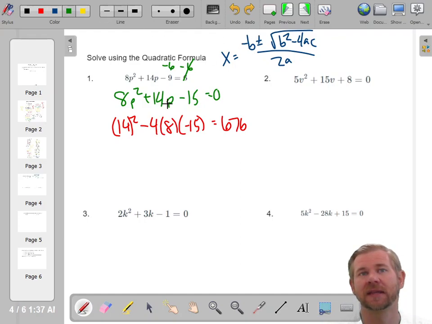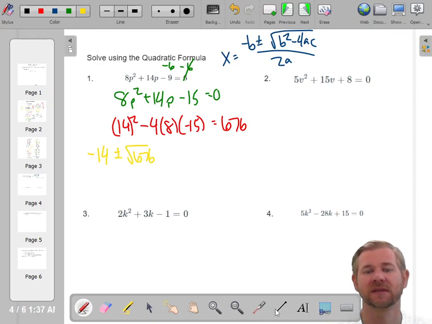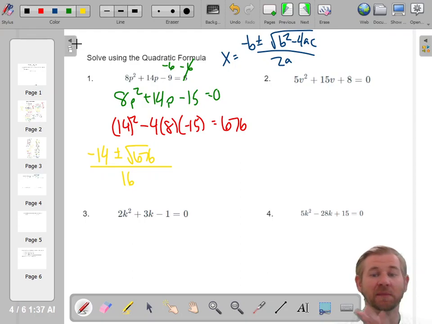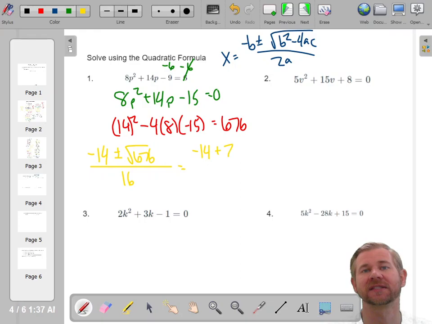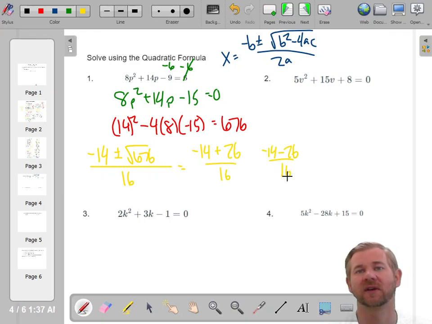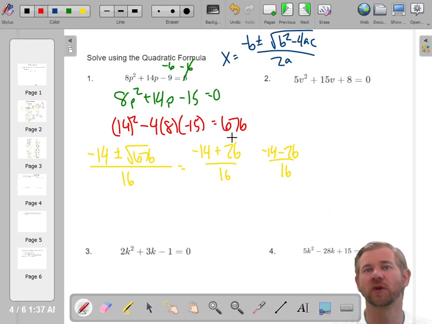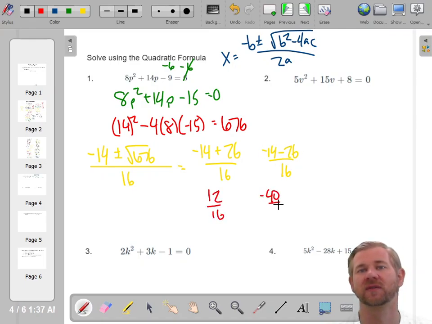The opposite of b, the opposite of positive 14 is negative 14 plus or minus the square root of 676 over 2 times a is 8. So that's going to be 2 times 8 is 16. But I can get nice numbers in this one because I'll say negative 14 plus 26 or negative 14 minus 26 over 16. Negative 14 plus 26 is 12 over 16, and that's negative 40 over 16.